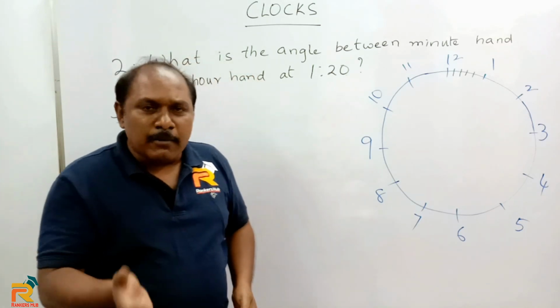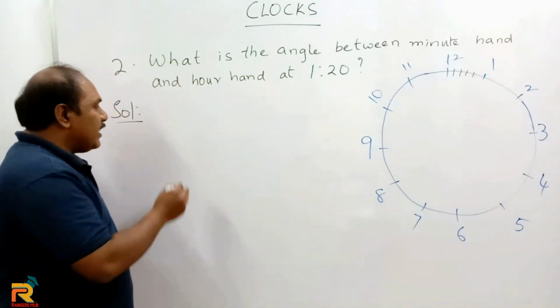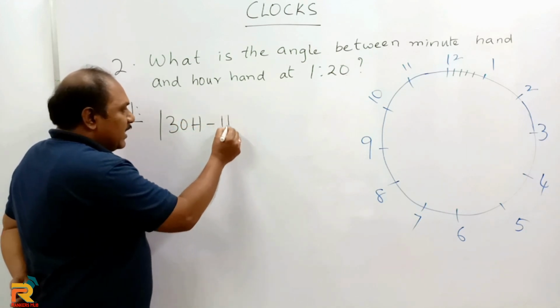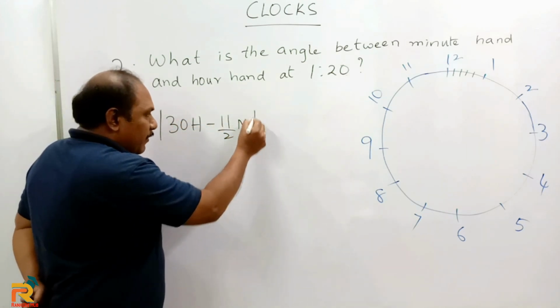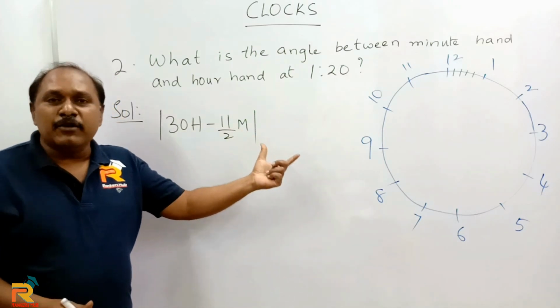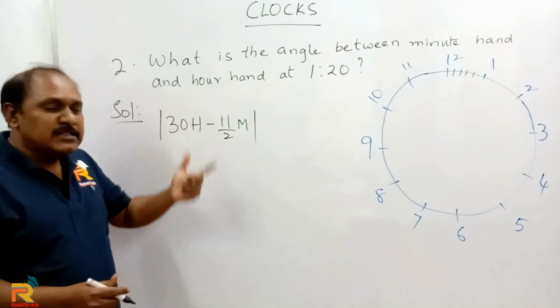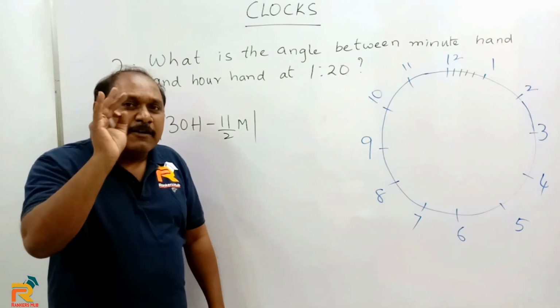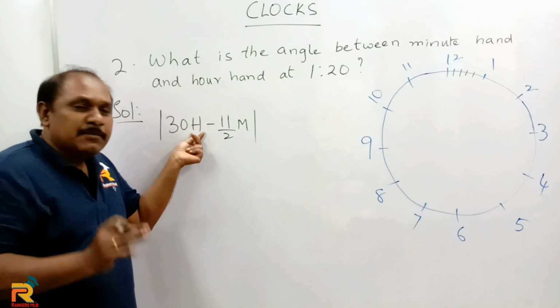If you want a formula, definitely I will tell you the formula. The formula is modulus of 30h minus 11 by 2 m, under modulus. Now the previous question was 3:25. Now what is 3? It represents hours. So in here, h is nothing but hours.